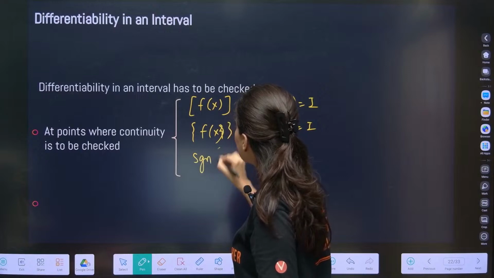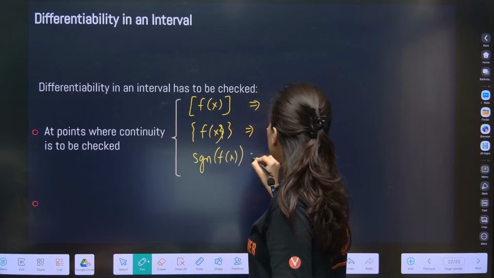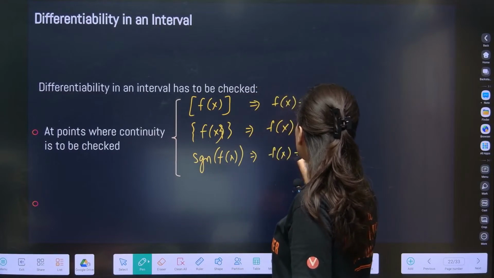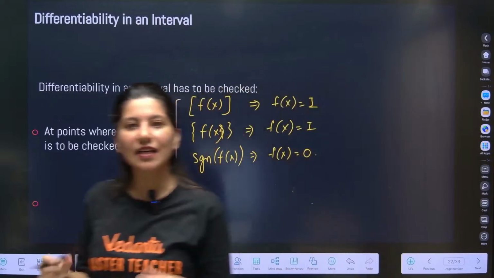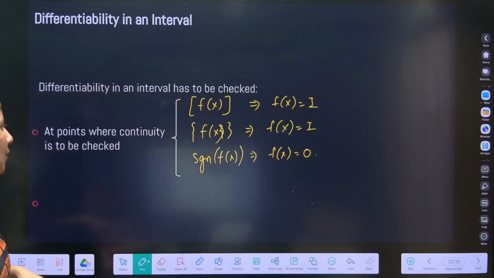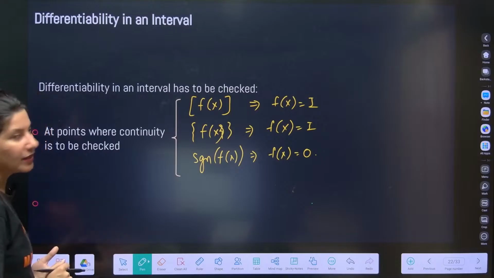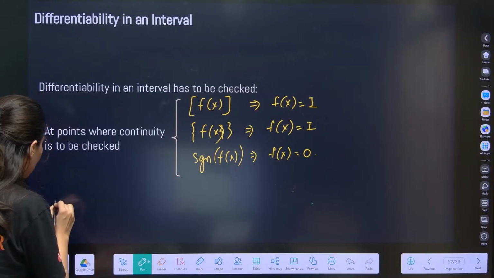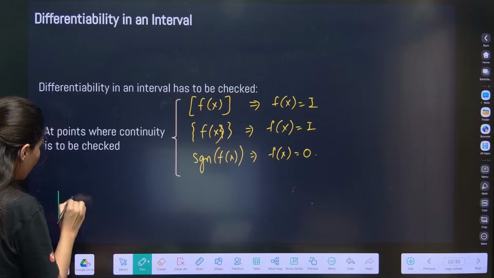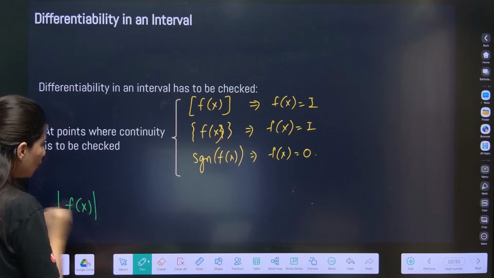Signum of fx, tell me. You check when fx is equals to 0. Think of this as a continuity question only. And now one more point we will check. Suppose mod of fx, modulus, is there.